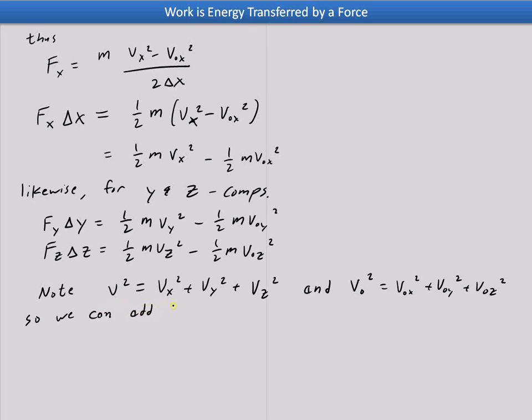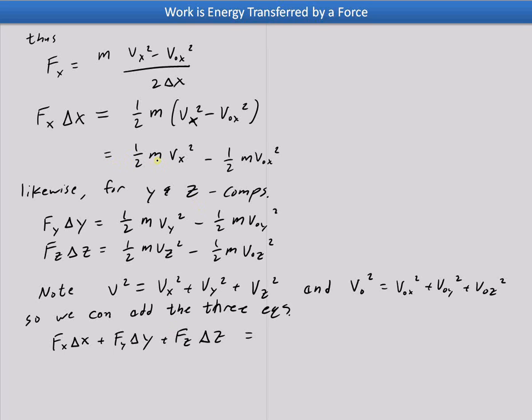So we can use that to add the three equations together, or that's motivating why we would add the three equations together. And what we would get on the left-hand side is fx delta x plus fy delta y plus fz delta z. So we're just adding each of these left-hand sides all together, and that's equal to all the right-hand sides added together. All right.